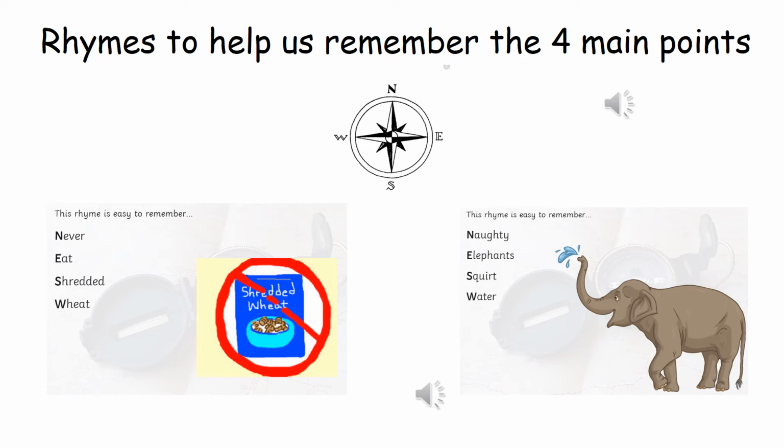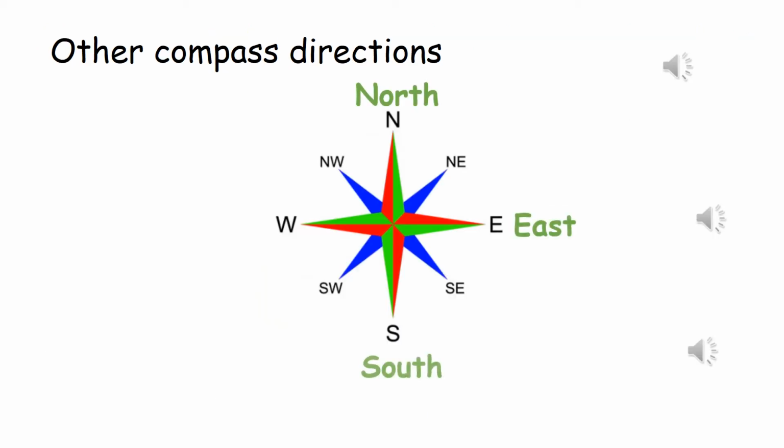Maybe as a bit of a challenge, you could try and come up with your own one. So I don't know, something like 9 eels swam wickedly. What other sort of rhymes could you come up with that use those letters in that order, N, E, S, W? Have a think about that after the video.